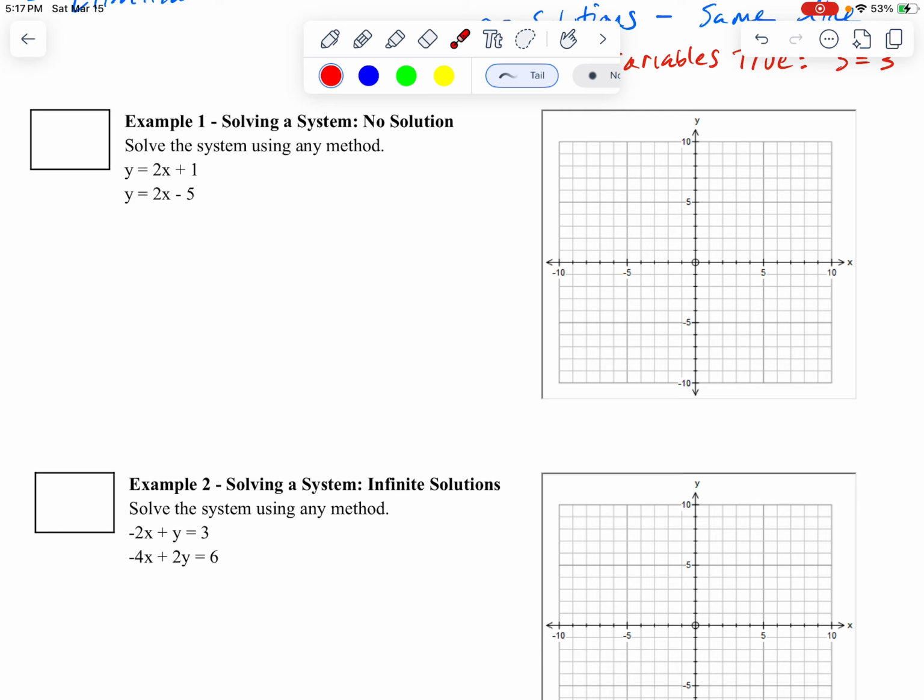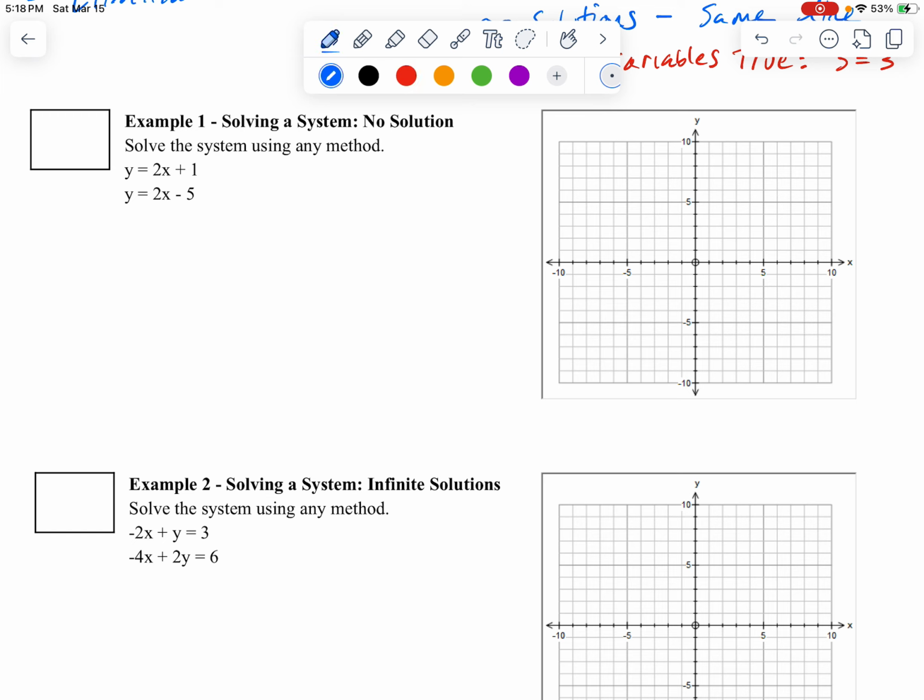So here we go. Example 1. Again, you could do any method you want. This might be a good place to pause real quick and think about what might be easiest for you. For me, when I look at this, I'm in nice slope-intercept form. I would probably graph these, as long as I had a graphing tool to do that with.